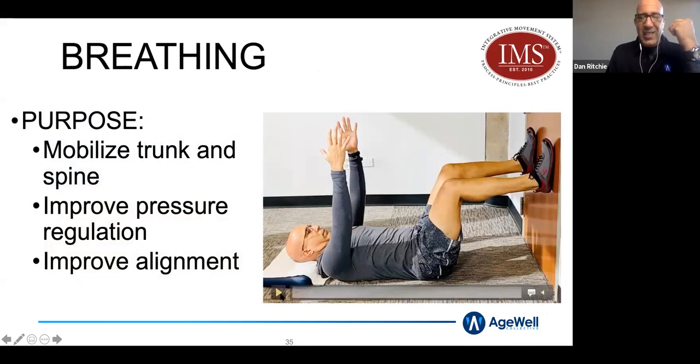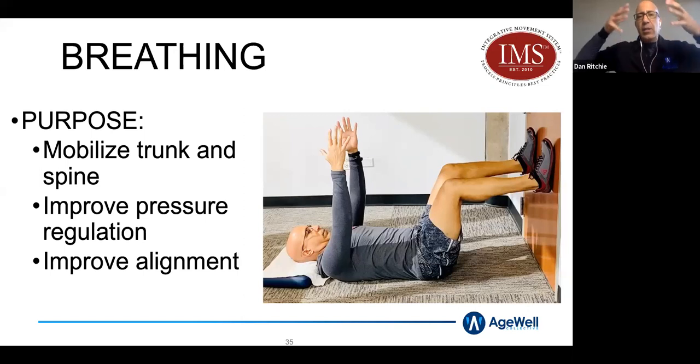Now, breathing, again, we want to focus on three areas. The purpose of three-dimensional breathing as it relates to rotation is it mobilizes the trunk and spine, because when you breathe three-dimensionally, you breathe into the joints and expand those joints. It improves pressure regulation that allows you to suspend and be long and to maintain that alignment. It improves alignment and it perpetuates optimal alignment and mobility. So that way it's easier to maintain three-dimensional breathing.